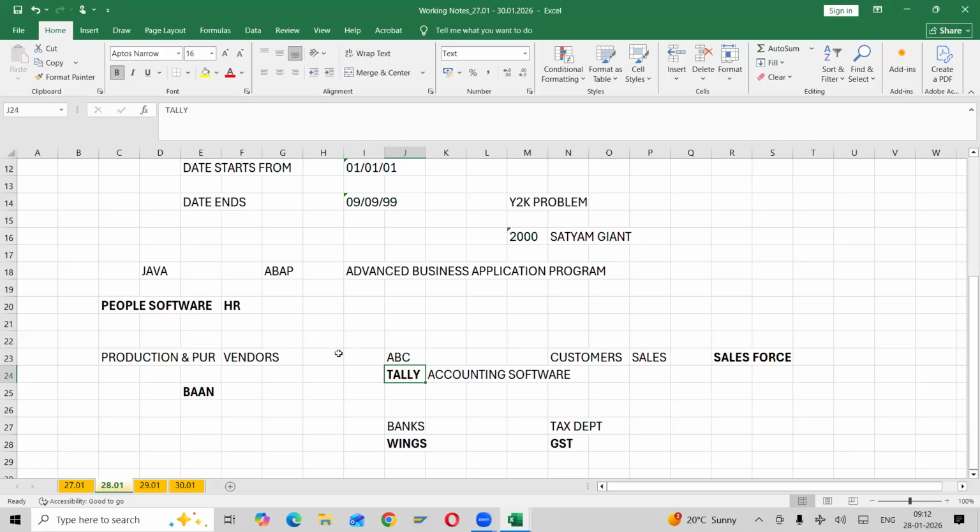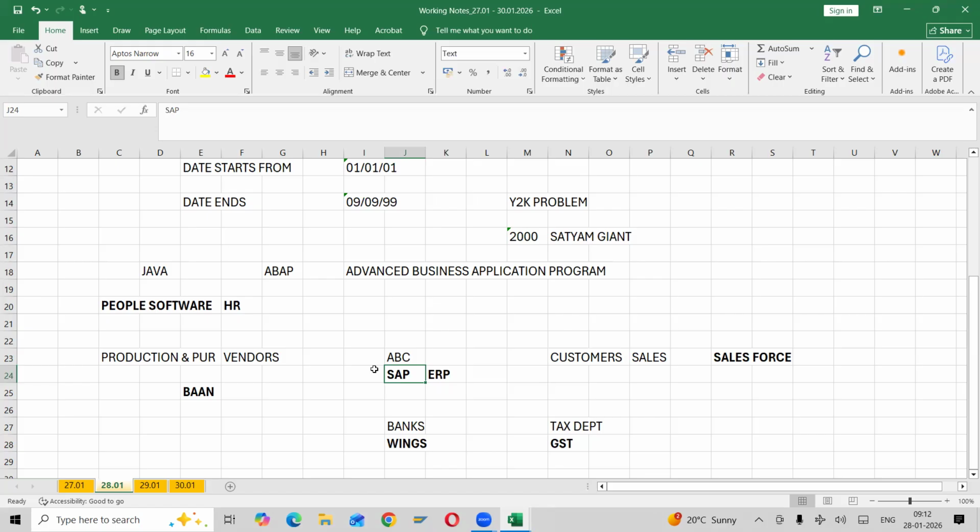So here my company, ABC company, is using SAP. Okay, this is an ERP. I'll tell you what you mean by ERP in our next session. So SAP is such a powerful application, powerful tool, powerful software, powerful system.